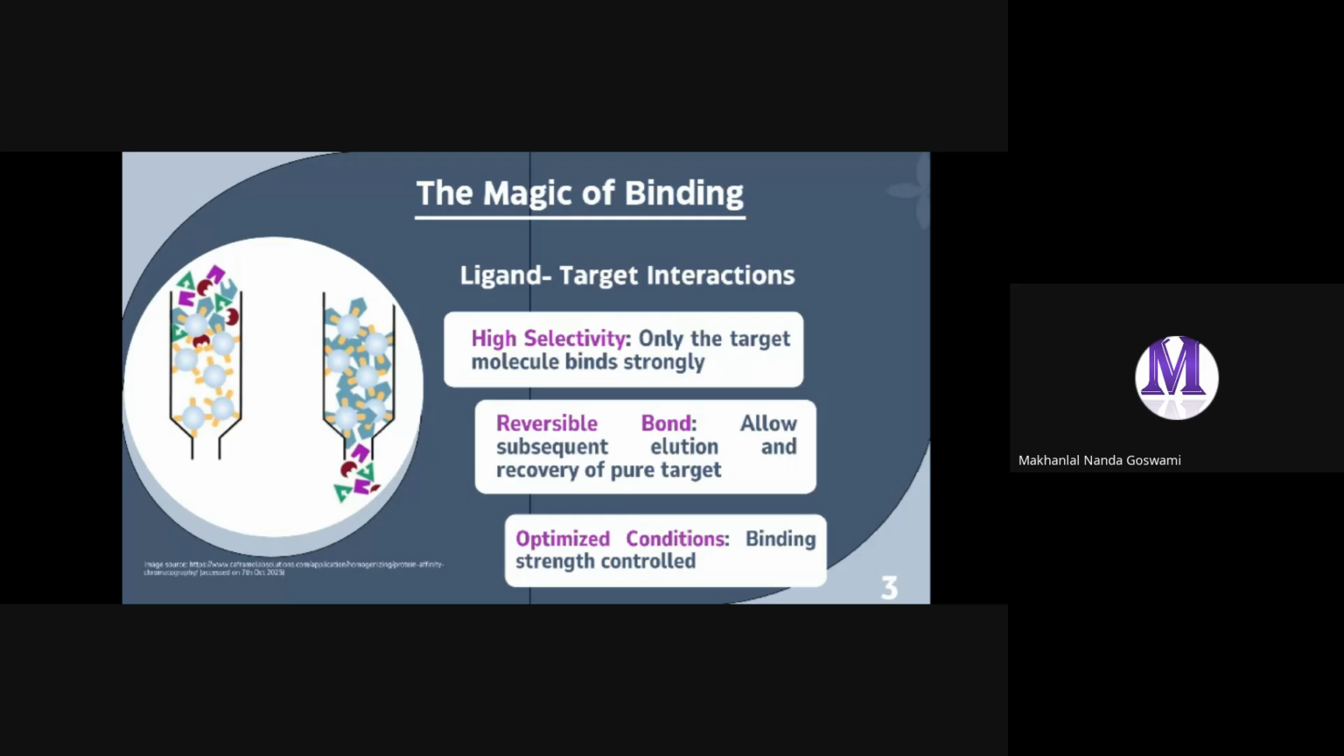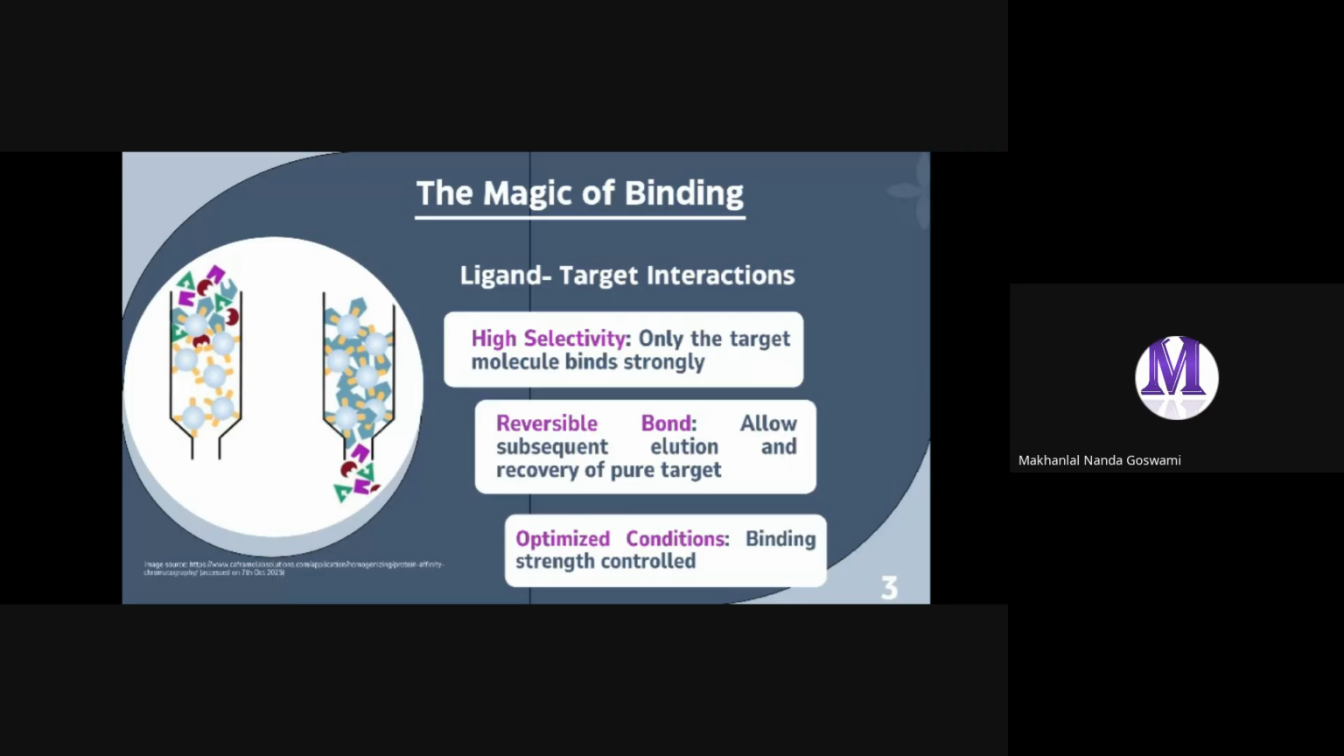So, what is so special about this binding? This binding occurs between ligand and target molecules. First of all, we have the high selectivity of this kind of binding. The principle is primarily based on the ability of a biologically active molecule to bind specifically to a ligand which is immobilized. The working mechanism is often associated with the lock and key mechanism of enzyme-substrate interaction.